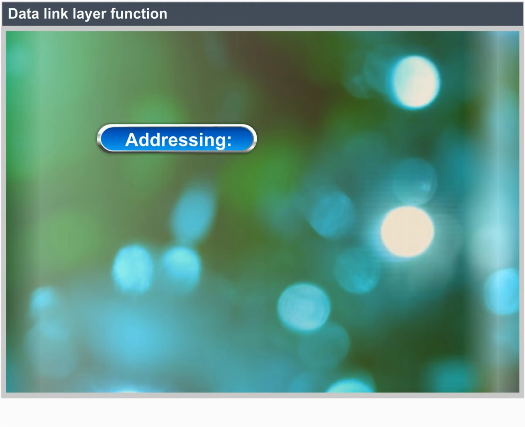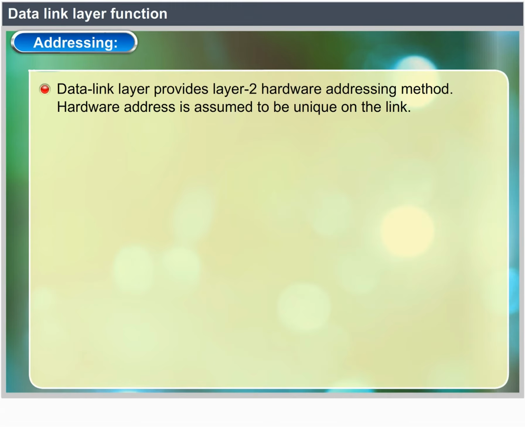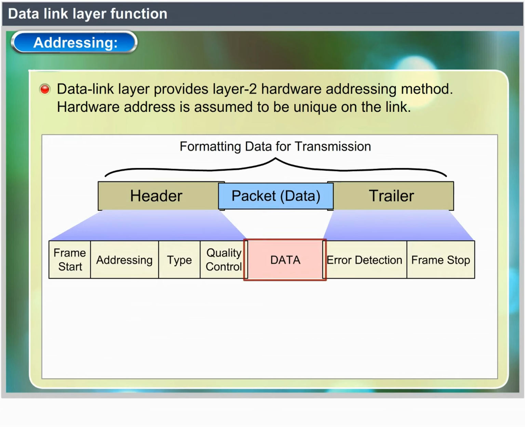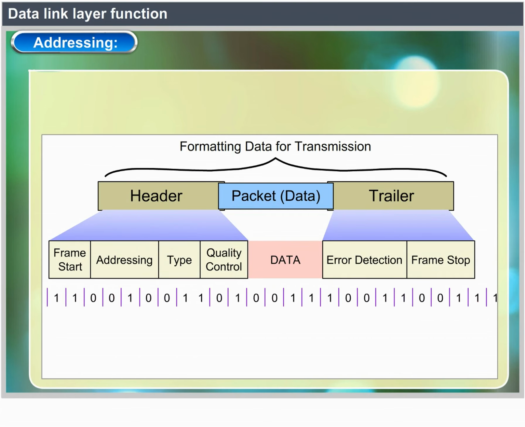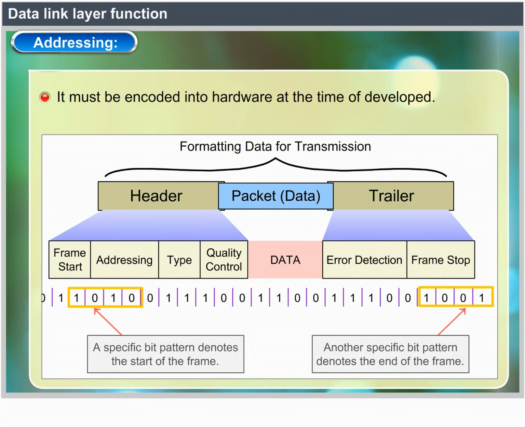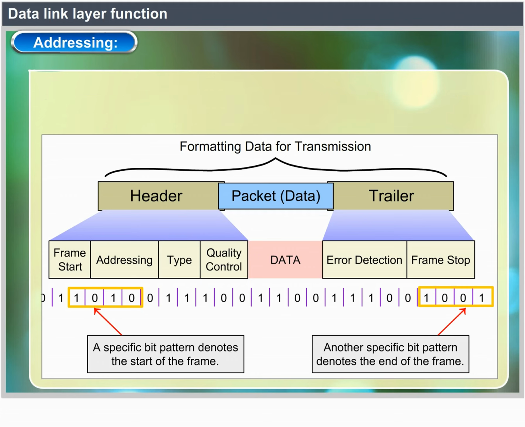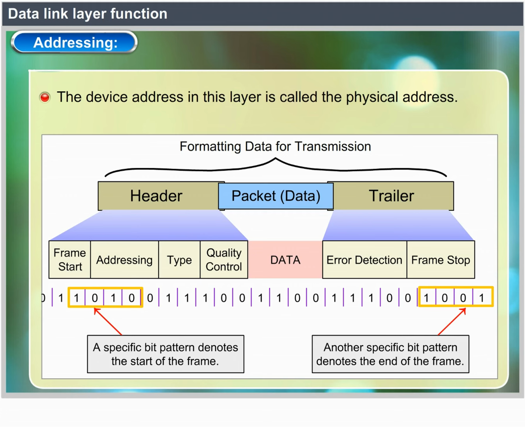Addressing. Data link layer provides layer 2 hardware addressing mechanism. Hardware address is assumed to be unique on the link. It is encoded into hardware at the time of manufacturing. Data link layer or DLL provides addressing scheme that is used in transporting the frame across the local shared media. The device address in this layer is called the physical address.